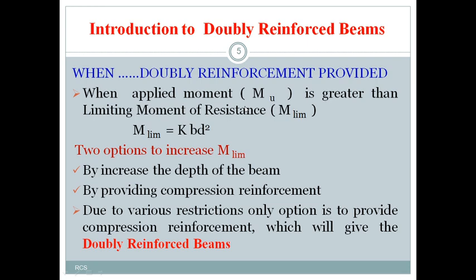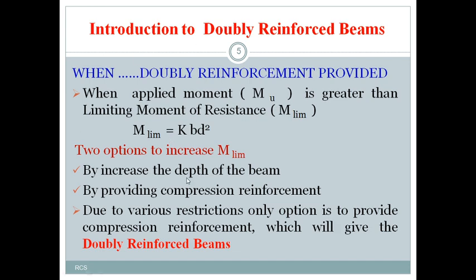So what are the ways of increasing the limiting moment of resistance in the beam section? According to this formula, Mu limit we have to increase. Here we have K into b into d squared. K is a limiting factor that depends upon the grade of concrete and grade of steel, which we have already discussed. But Mu limit majorly depends on the cross-sectional dimensions of the beam, b and d. If you want to increase the limiting moment of resistance, you have to increase the depth of the beam, because the limiting moment of resistance is proportional to the square of the depth.